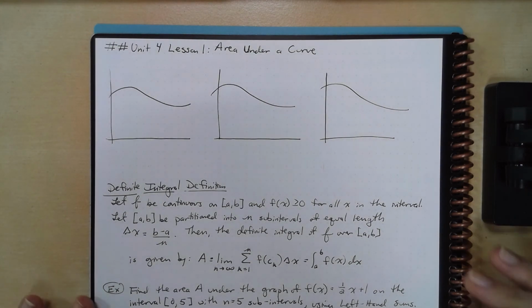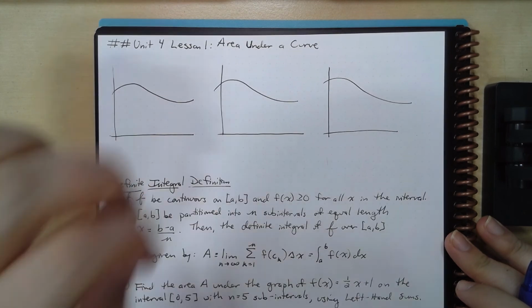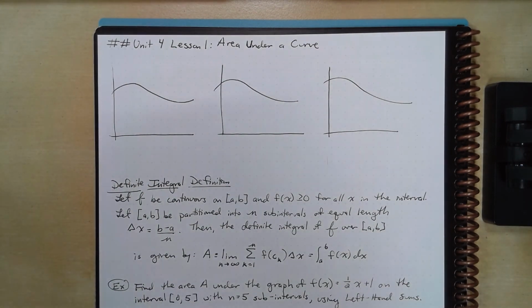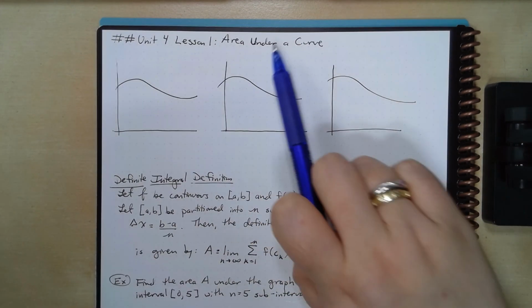Okay, so we are back. We have just finished Unit 3, excuse me, and now we're on to Unit 4. We've been focusing on differentiation, which allows us to find the slope of a curve at any point. But now we're going to start focusing on integration. Well, what's integration? Integration is the exact opposite of differentiation. And integration allows us to find the area under a curve.